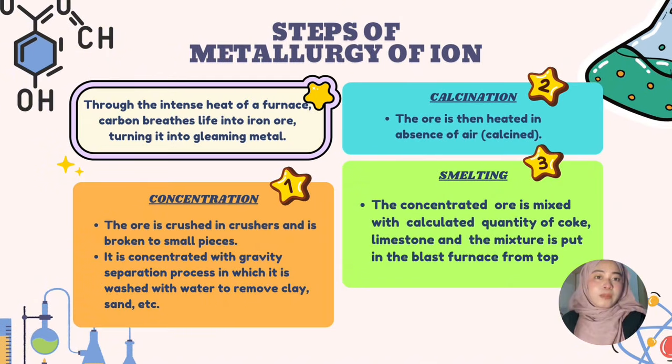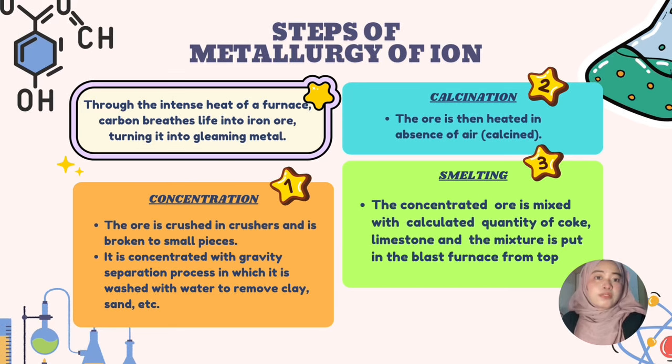Now that we know what the primary iron ores are, let's look at the three major steps required to extract pure iron from the earth. This process uses intense heat and chemical reactions to turn rocky ore into gleaming metal. Step 1 is concentration. It is the first stage where we prepare the raw material.